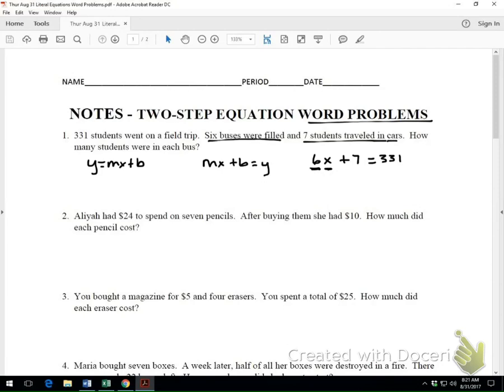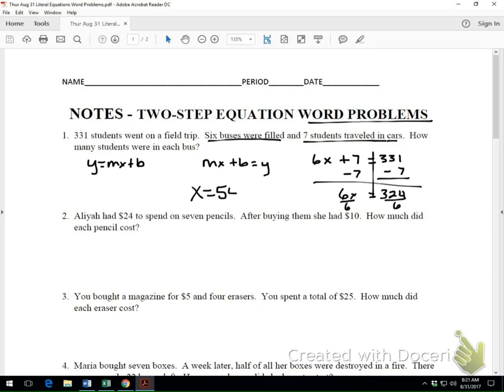Okay? Now you have to solve for X because you're trying to figure out how many kids actually rode in each bus. So this goes back to what we've been doing. We just had to set it up from word form. So what do we do? Subtract 7. So that gives me 6x equals 324. Okay? Now what? Divide by 6. And I get x equals what?